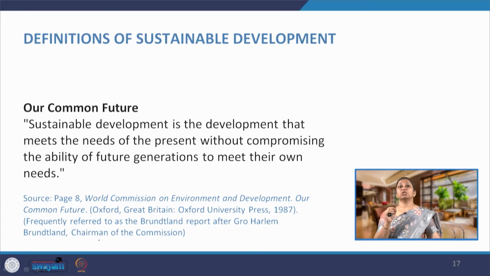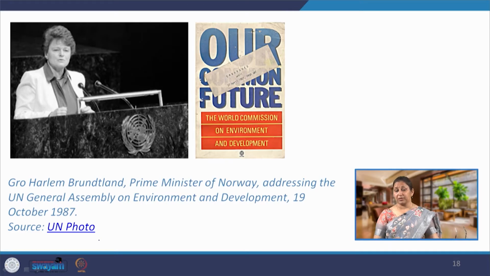The most commonly adopted definition of sustainable development was given in the report Our Common Future. We will come to the historical event when this report was published, but it clearly defined sustainable development as the development that meets the needs of the present without compromising the ability of future generations to meet their own needs. This was given by the then Prime Minister of Norway in 1987, Gro Harlem Brundtland. The committee was headed by her, and the report put forth by the committee, called Our Common Future, is where for the first time a common definition of sustainable development was agreed upon.